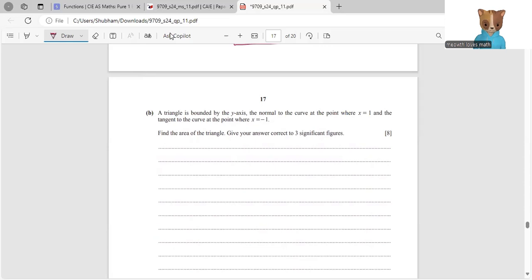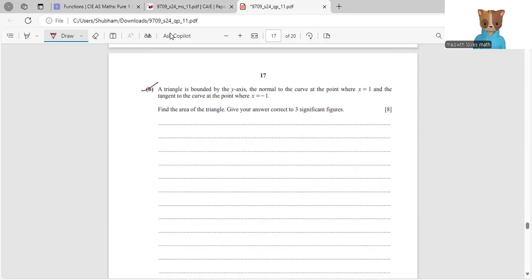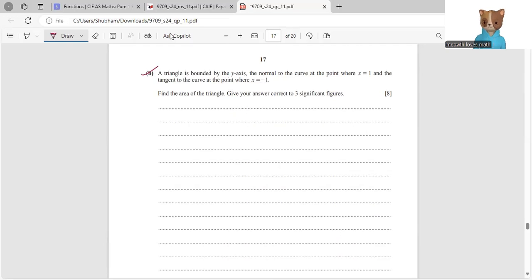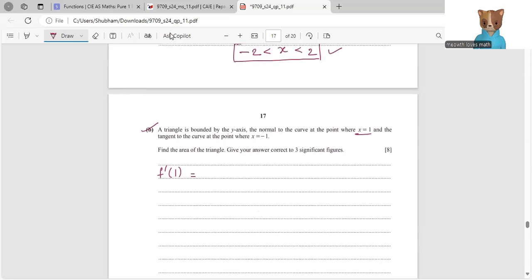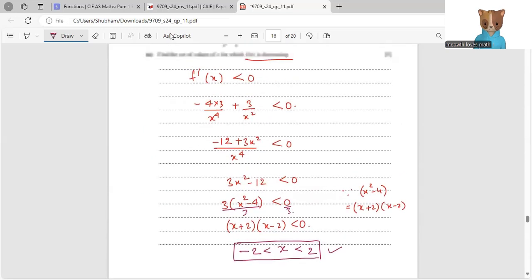Now, moving on to this triangle one, it says a triangle is bounded by the y-axis, the normal to the curve at the point where x is equal to 1, and the tangent to the curve at the point where x is equal to minus 1. So first I have to find the normal to the curve where x is equal to 1. Okay, so what is my f dash of 1?